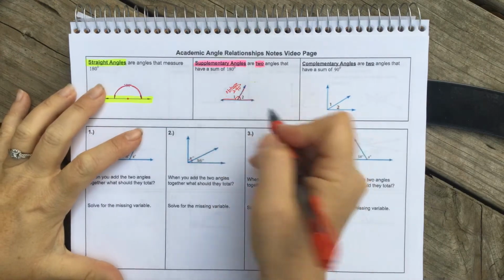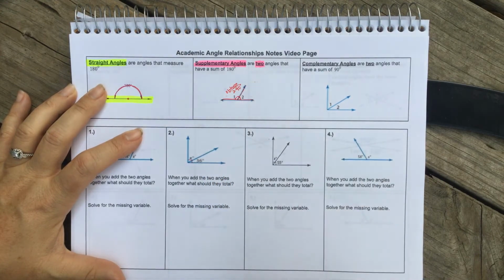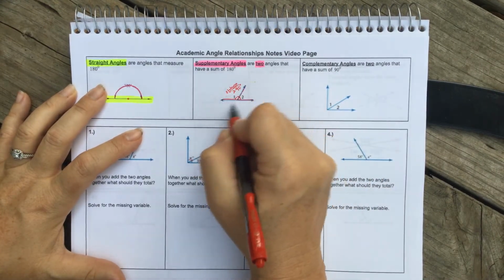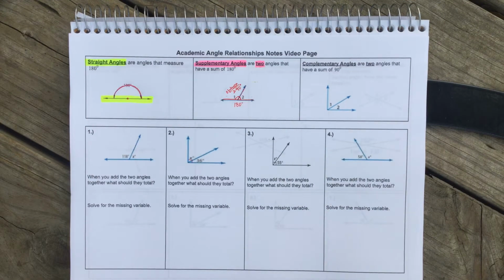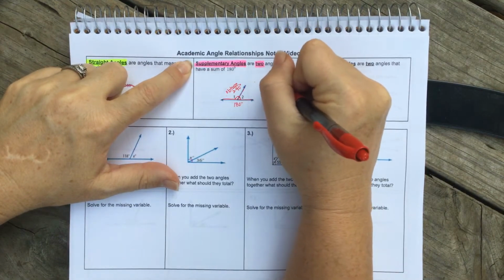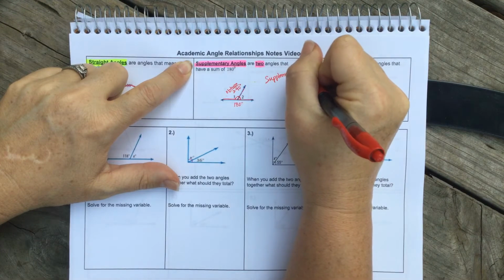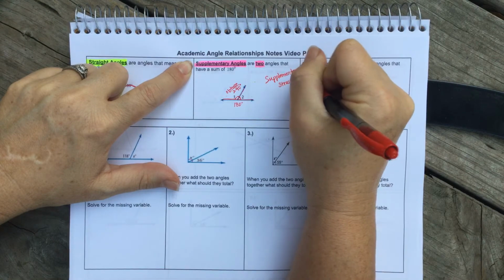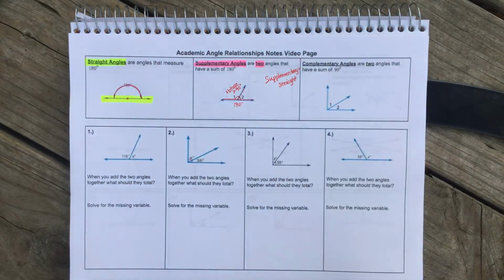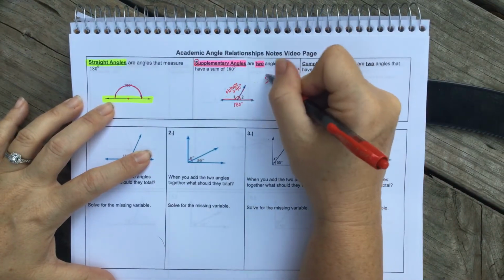So that's something to keep in mind. But the two together, if I take whatever this one is and I add it to whatever this one is, then the whole thing together is going to give me 180 degrees. So supplementary angles, those are two. Supplementary angles form straight angles. So supplementary equals straight. That's going to help you remember that. The S in supplementary, the S in straight.